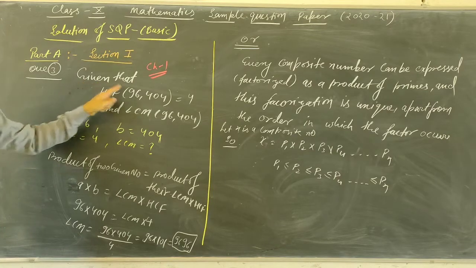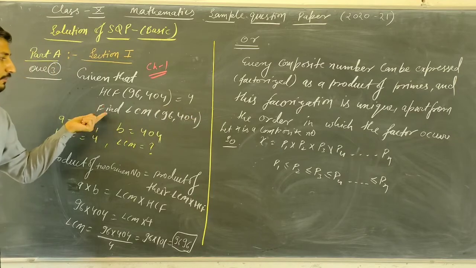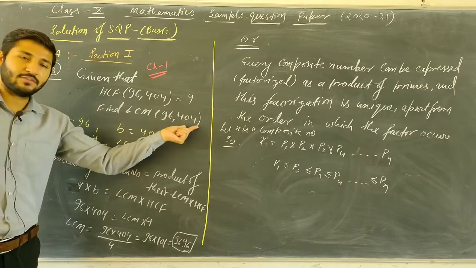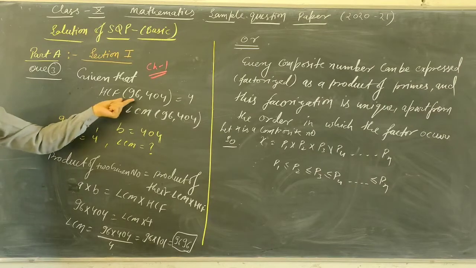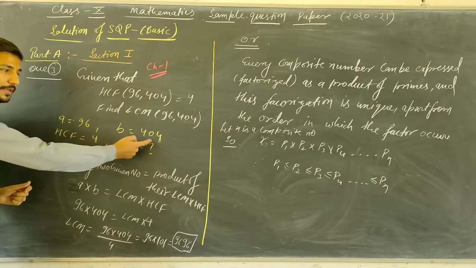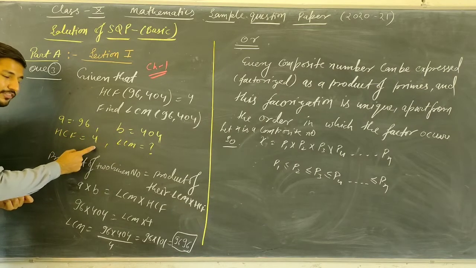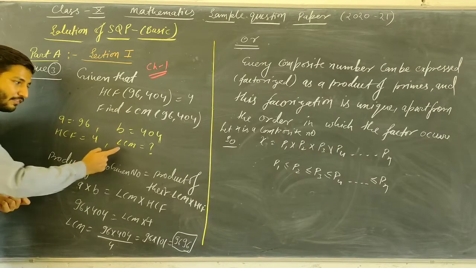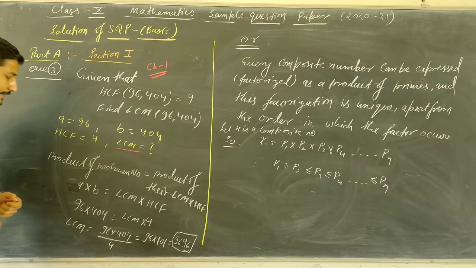What is given? Given that the HCF of 96 and 404 is equal to 4. Find the LCM of 96 and 404. So for the value of A, we let the first number be 96 and the second number be 404. A equals 96, B equals 404. The value of HCF of these two numbers, which is given to you, is 4. Find the LCM. You have to calculate LCM. How can you calculate the LCM?